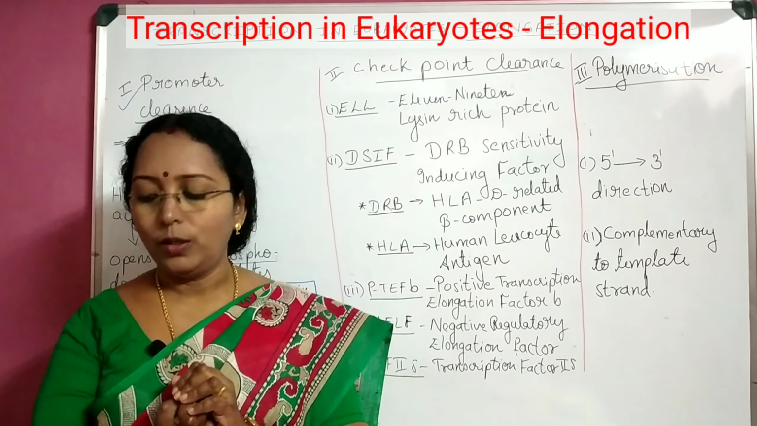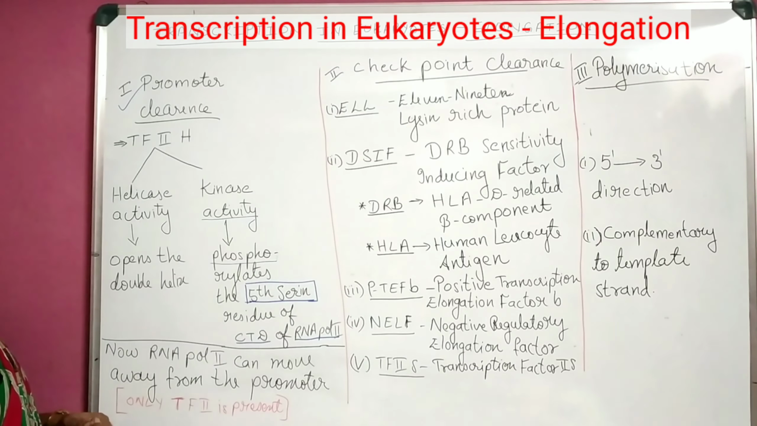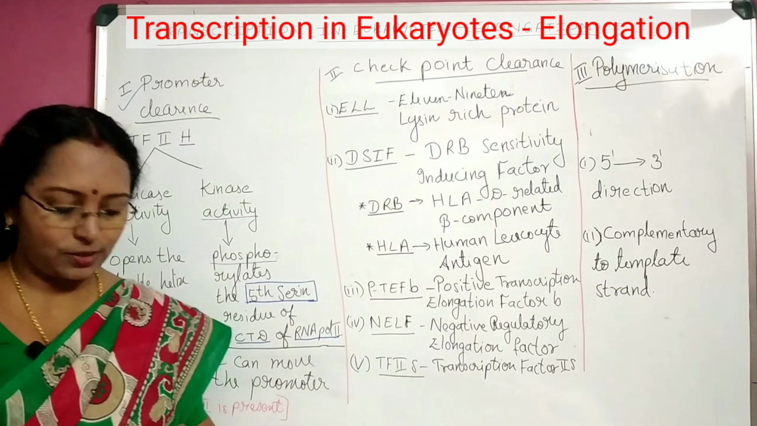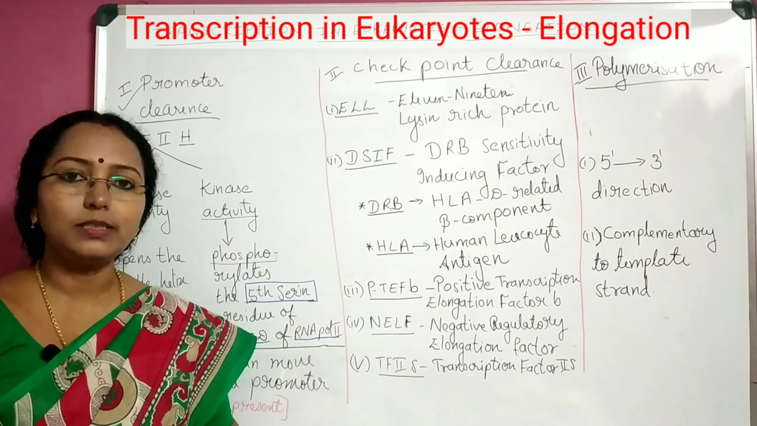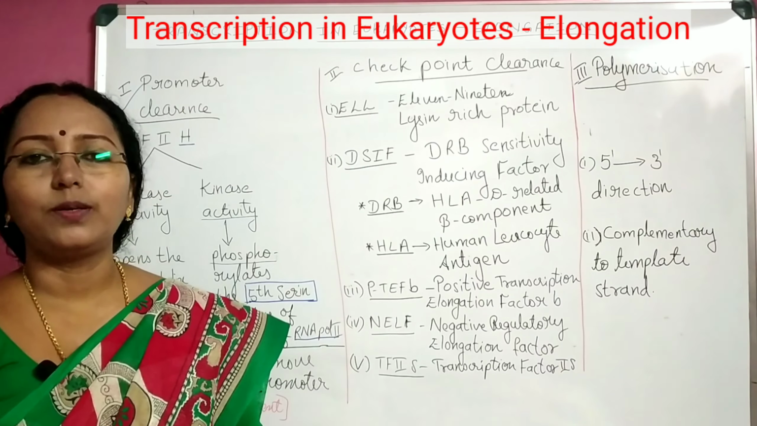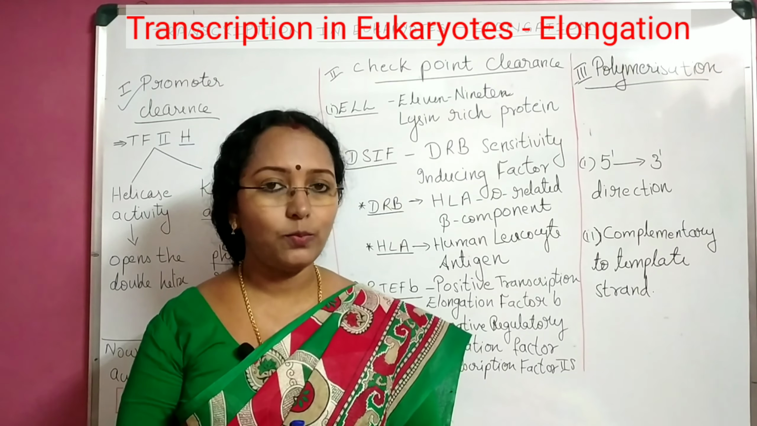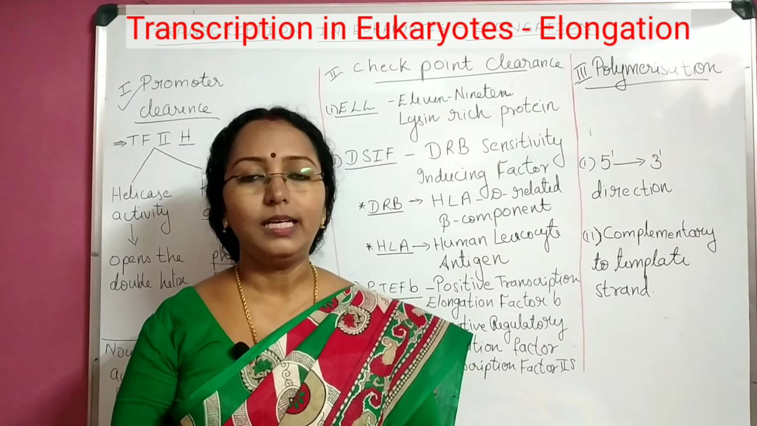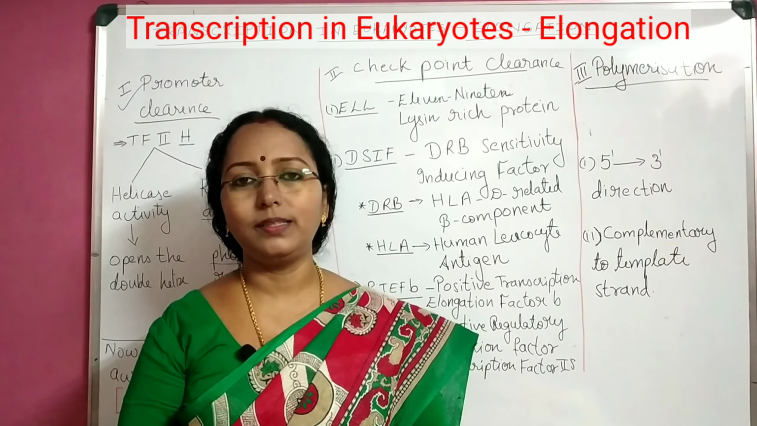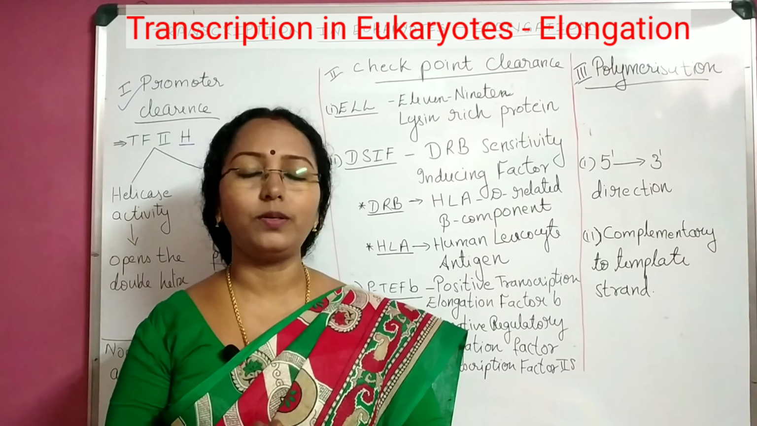And the key player doing this promoter clearance is a transcription factor called TF2H, transcription factor 2H. This is the most important and the key player in this promoter clearance. Why so? It has two very important enzymatic activities. One, it acts as a helicase. Another one, it acts as a kinase. So two activities are done by this particular transcription factor. So this is a complex transcription factor, a very important one as well.